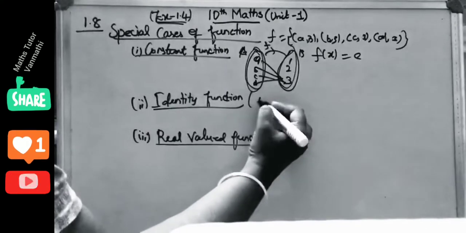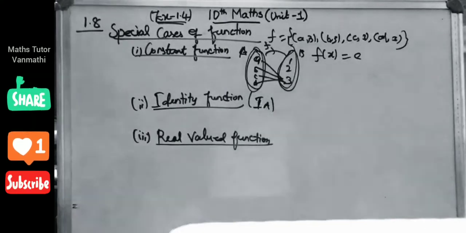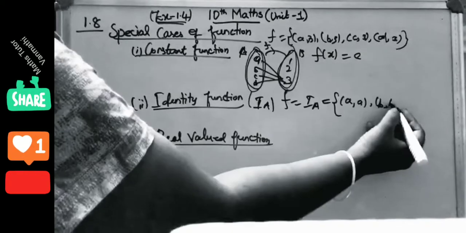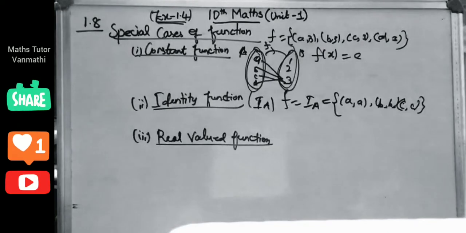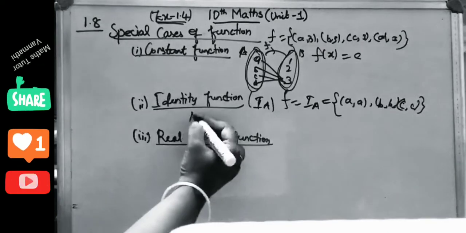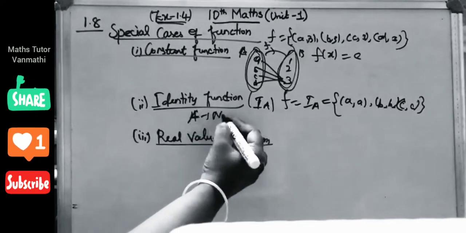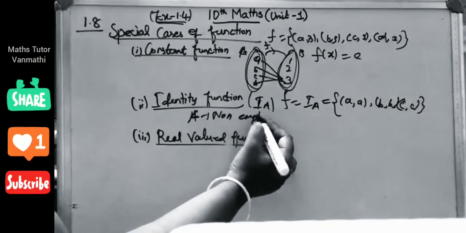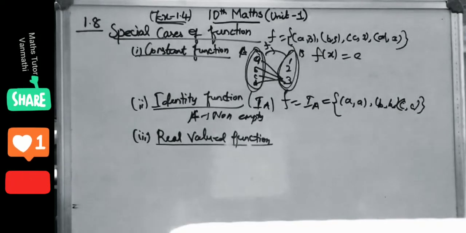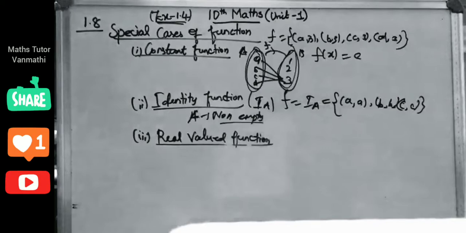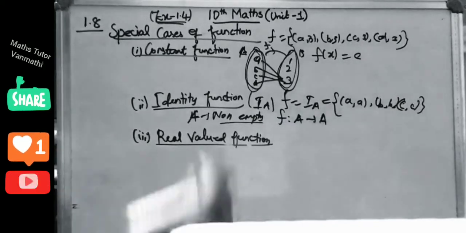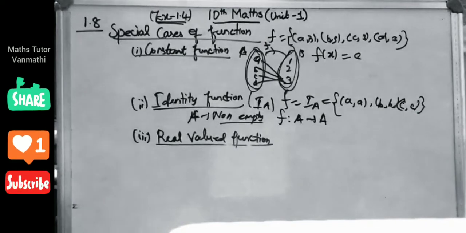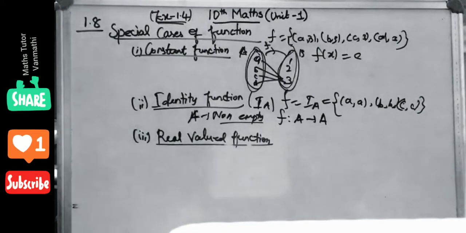Identity is nothing but it is represented by I_A. So our function will be (c, c). This will be your function. Here A will be a non-empty set, that is, it has some elements. So if A is a non-empty set, then this function will exist, that is f from A to A, one set to the same set. Then we can say it is the identity function.